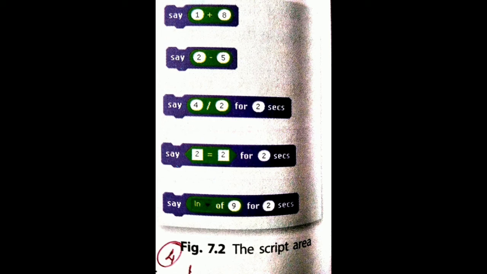Okay, and you can see there's a comparison that has been taking place. 2 equal to 2, this is a comparison, and for that we have used hexagonal shaped blocks. Okay, so this is how the script area for operator blocks looks like.